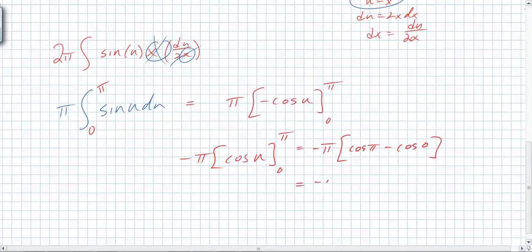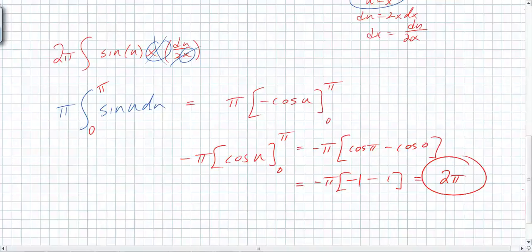What's cosine of pi? Cosine of pi is negative 1 minus what's cosine of 0? 1. So what do you end up with? Negative negative 2 pi. 2 pi. So does it work? That's a nice answer, right? Did you get it right? Yay, that's great.